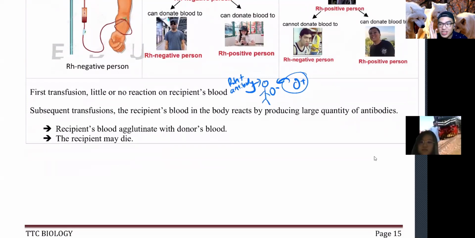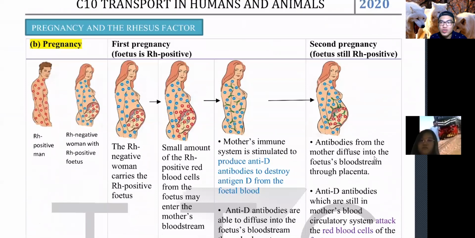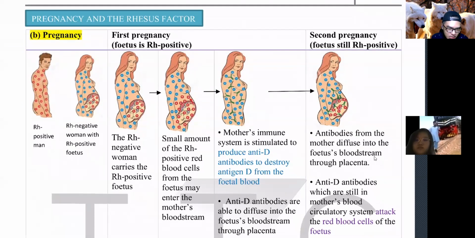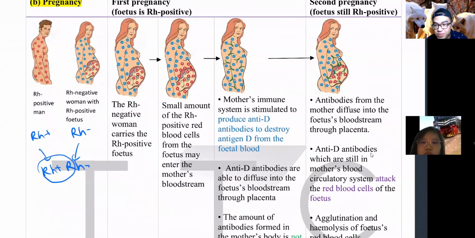This is an even bigger complication during pregnancy. So what happens here? If the daddy is rhesus positive and he marries a rhesus negative woman, the child will for sure be rhesus positive. Why? Because rhesus positive is a dominant gene. If you get rhesus positive from a daddy and rhesus negative from a mommy, the rhesus positive is the dominant gene, so you will be rhesus positive.